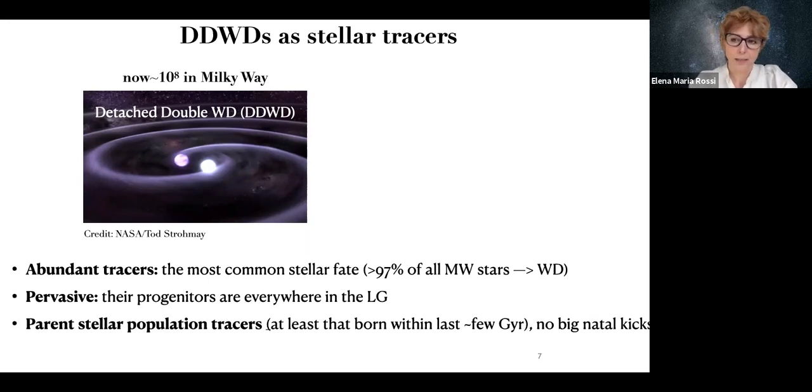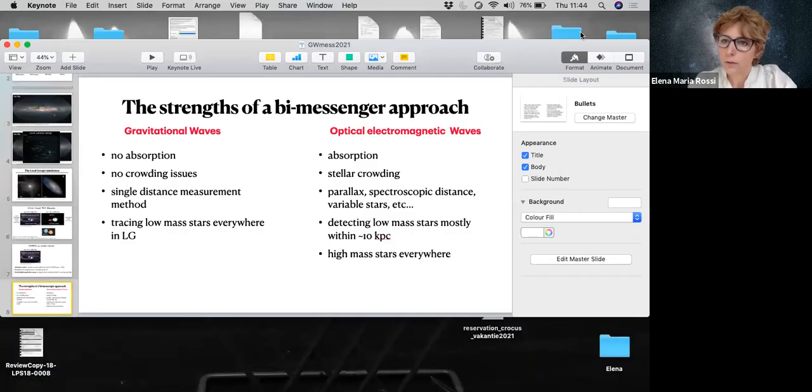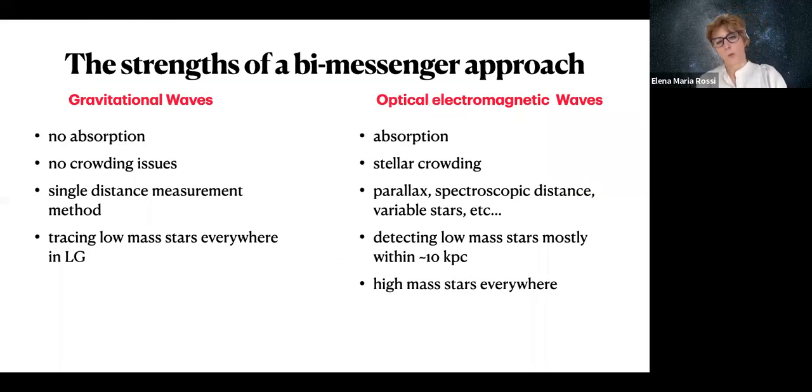So that we don't expect any displacement. So they are the tracers of the parent stellar population. Okay. So what are the complementarity aspects of gravitational wave and optical messengers?